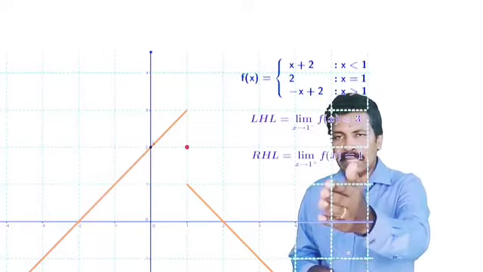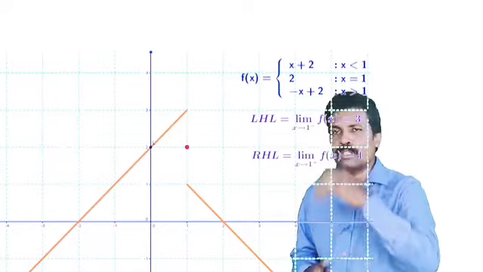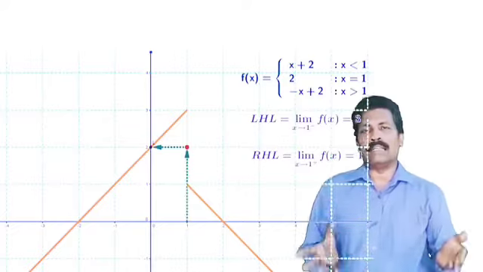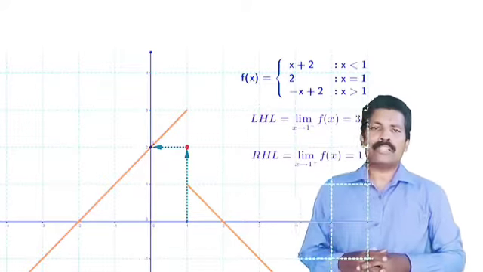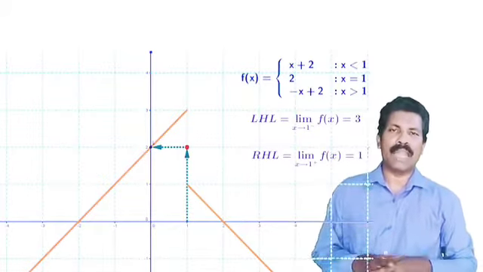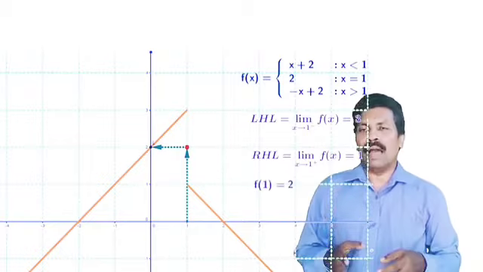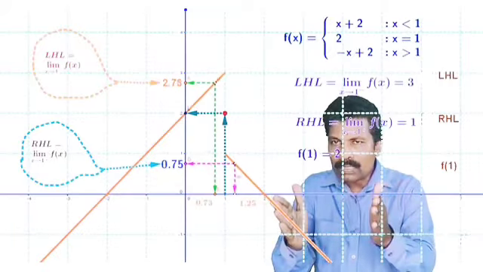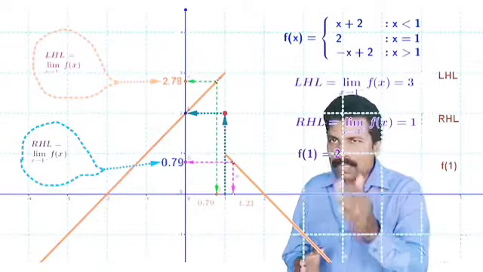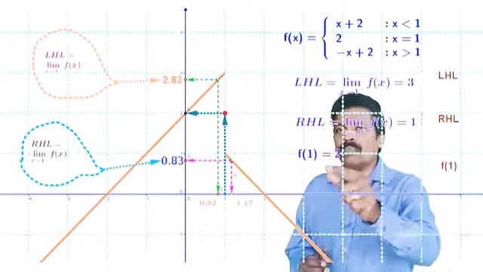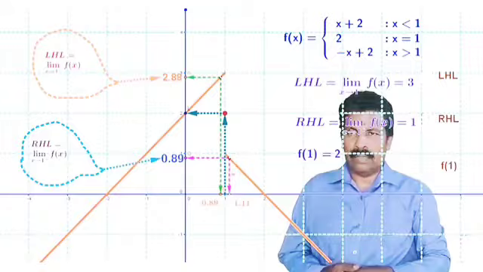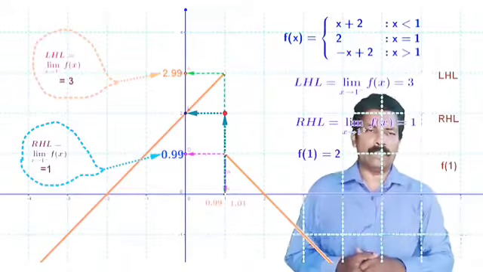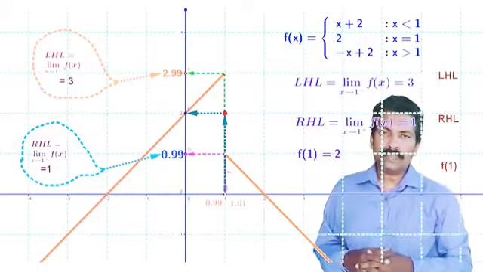Now what about the value of the function, that is the value of f of x at x equal to 1? You see here, when x is 1, y is 2, that is f of x is 2. So f of 1 is equal to 2 here. And we can see that LHL, RHL and the value are all different. Let us compare all the values. LHL is becoming 3, RHL is becoming 1 and the value of the function is 2 only. So they are all different.